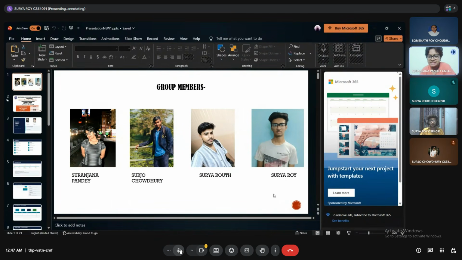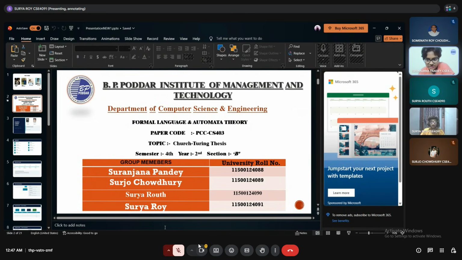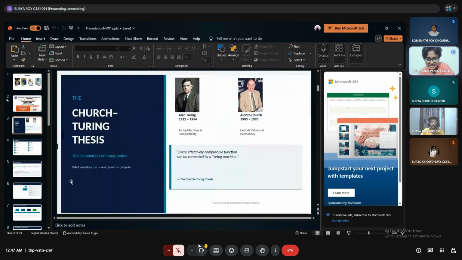Okay, so the first slide is basically the compulsory slide, which is the group members page. The next slide would be the roll numbers and the details. Okay, carry on, please. Okay, after this, the next slide, please.